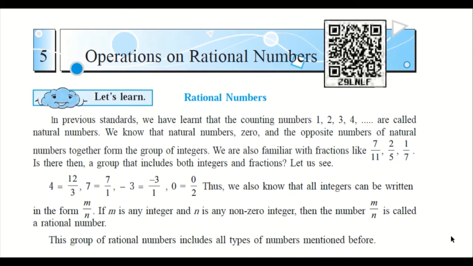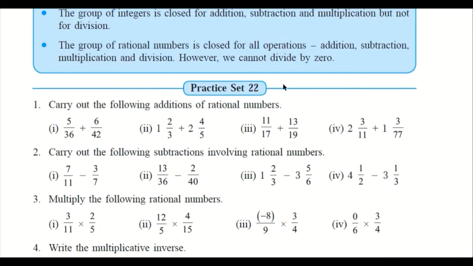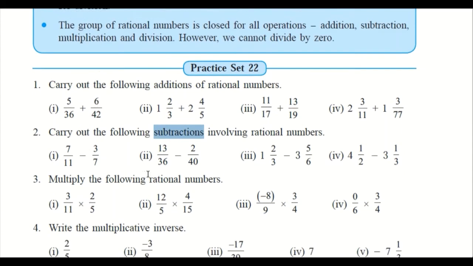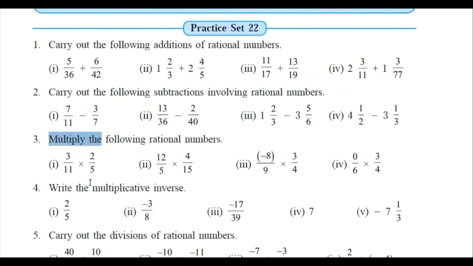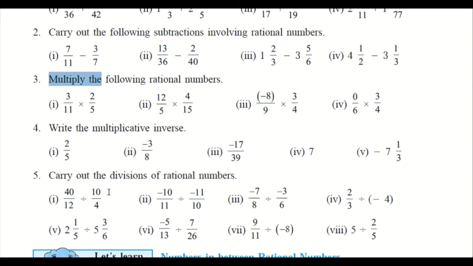Today we will see class 7 lesson number 5, operations on rational numbers. We will take the first exercise, practice set 22. In this we will see how to do the addition of rational numbers, the subtractions, the multiplication of rational numbers, multiplicative inverse and divisions. We will solve one or two sums and the rest of the sums are based on those examples. So let's get into the worksheet.